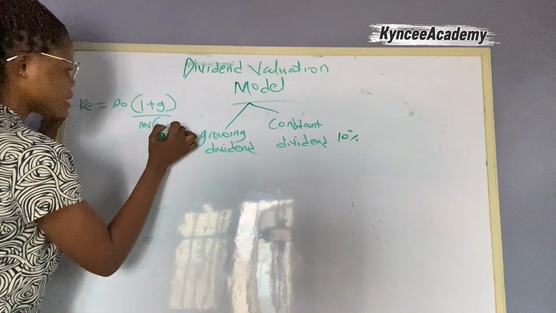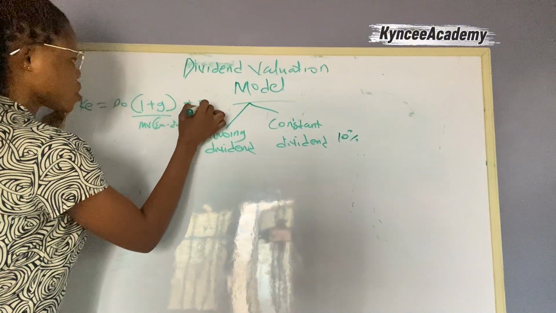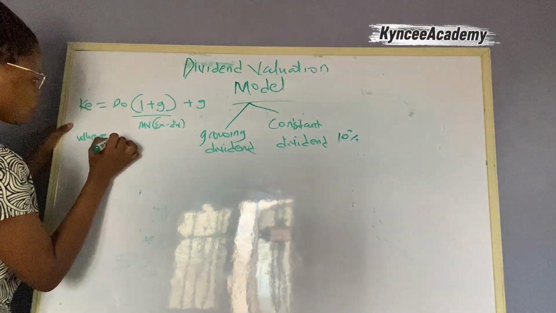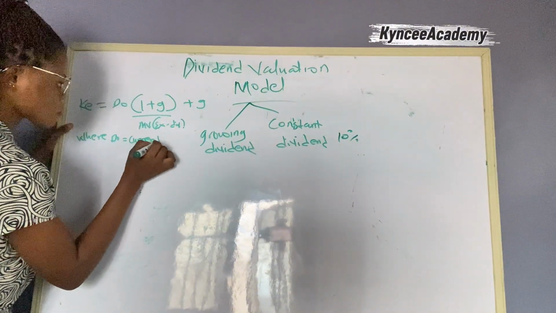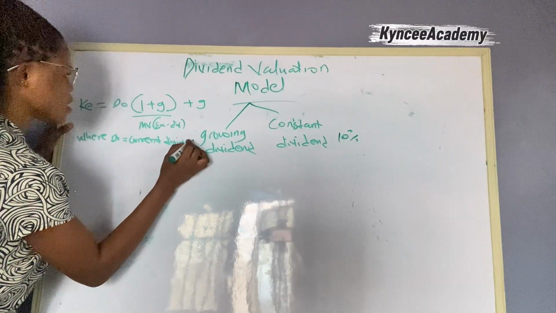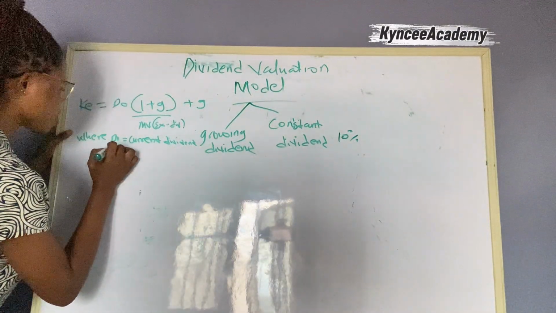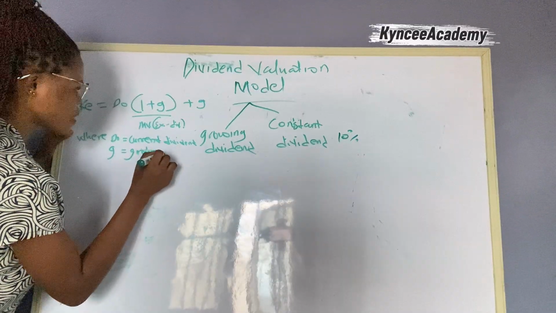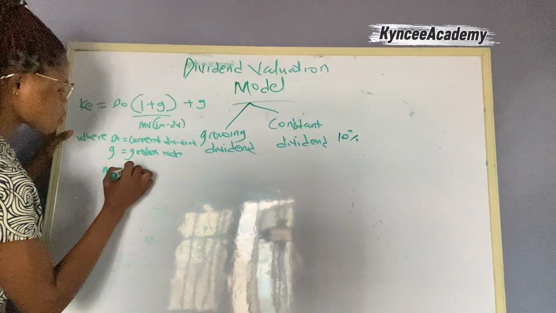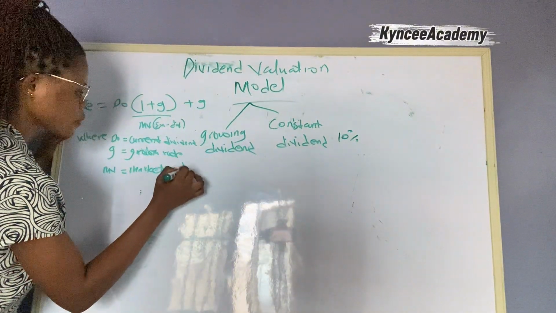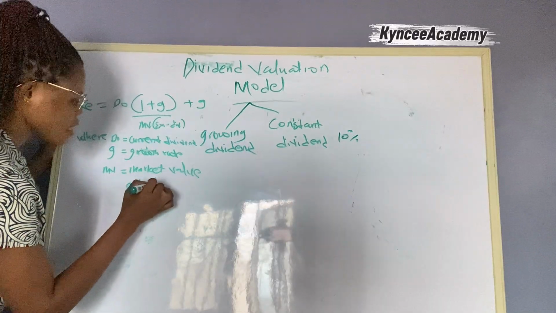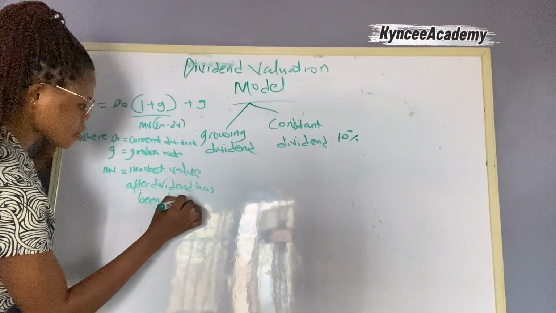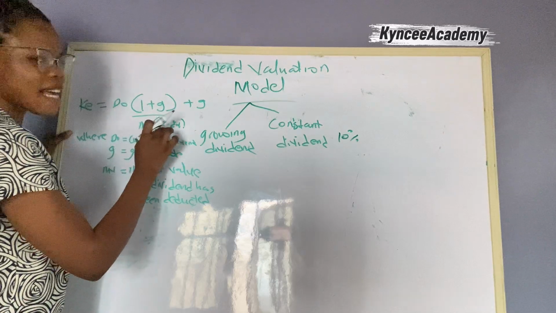value XD plus G. Yes. Where D0 is equal to the current dividend, of course the normal one, G is equal to the growth rate, and MV is equal to the market value after the dividend has been deducted. So that's why you are seeing market value XD.